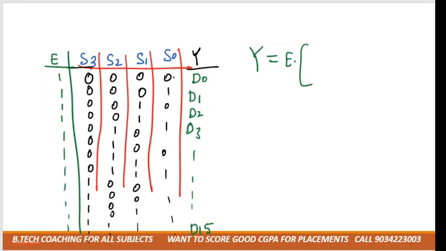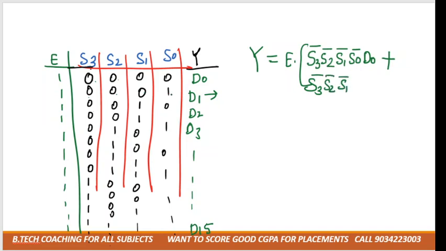So E would be, since S3 is 0, it would be S3 bar. S2 is also 0, so S2 bar. S1 is also 0, so S1 bar, and S0 is also bar, and then we multiply it with D0. Then for the second expression, S3, S2, S1 are 0, so we write S3 bar, S2 bar, S1 bar, but S0 is 1, so we write S0 as it is, then D1.